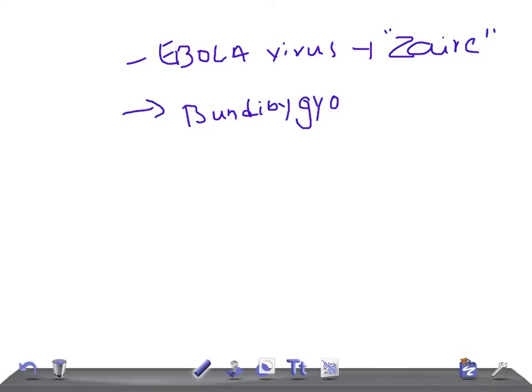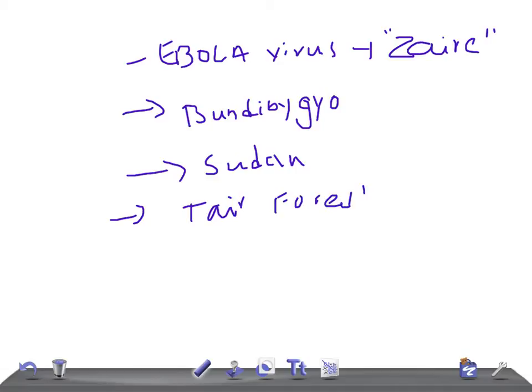Then we have Sudan virus, then Taï Forest virus, and another one is Reston virus. This Reston virus is found in the Philippines and China.